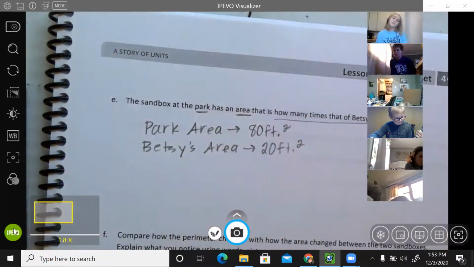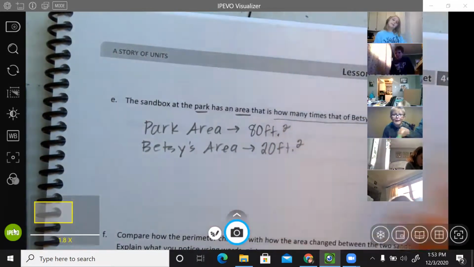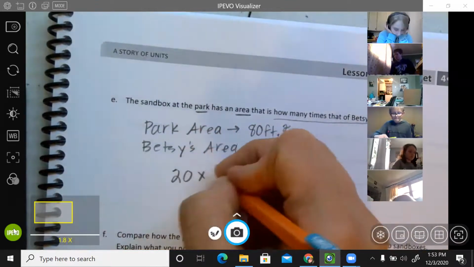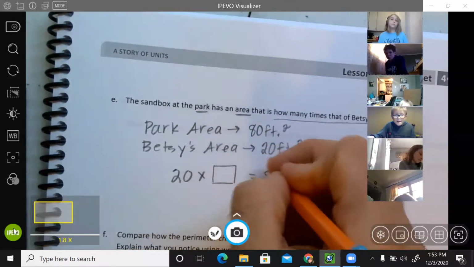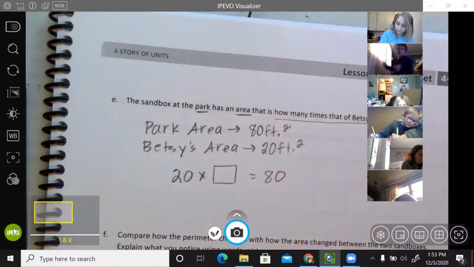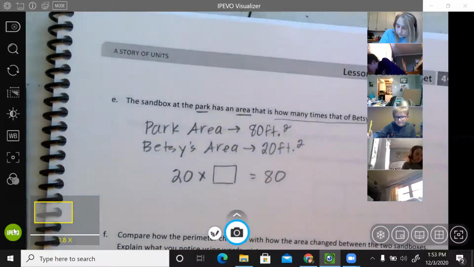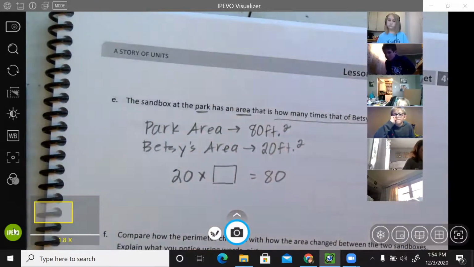Very good. So now we need to figure out how many times bigger it is. So we need to do 20 times something is going to give me 80. Isla, I want you to help me with this one. Go ahead and unmute yourself. Isla, you're going to count by 20s for me, and I'm going to put my fingers up to see how many times we have to add 20 together to get to 80, okay? So we start with 20. What comes after 20? 40, 60, 80. So how many times was that, Isla?